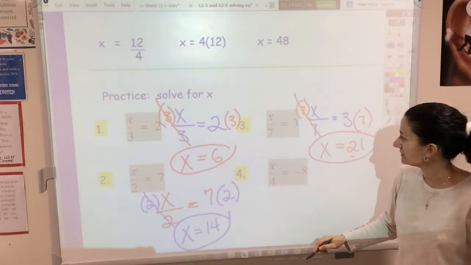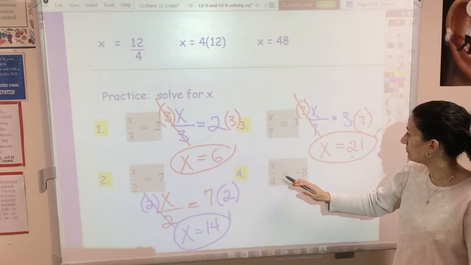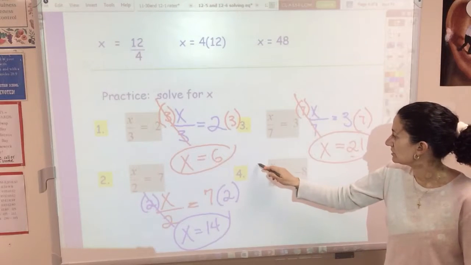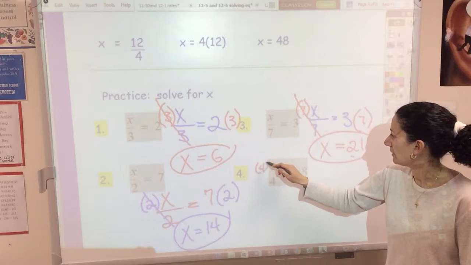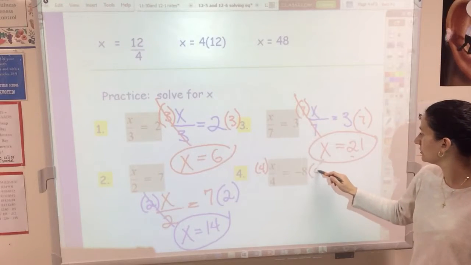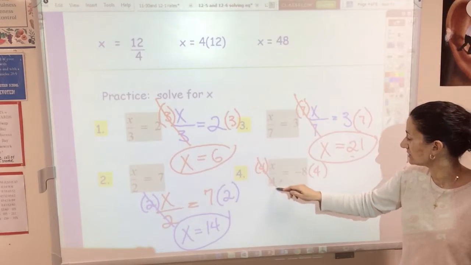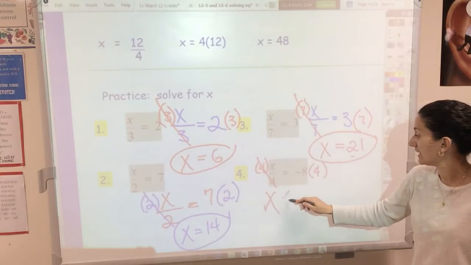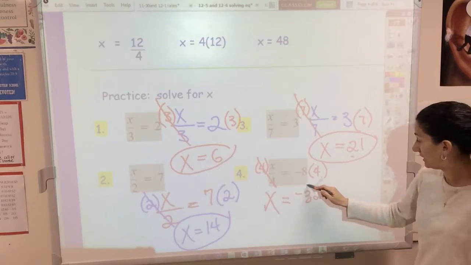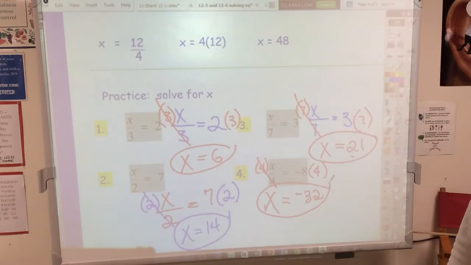And last one, check this last one. So I won't rewrite this. I'm dividing by 4, so I'm going to use the opposite operation and multiply by 4 with the number with the variable. Do the same thing to both sides. And that'll cancel and get my x alone. And negative 8 times 4 is negative 32. Don't forget your sign.